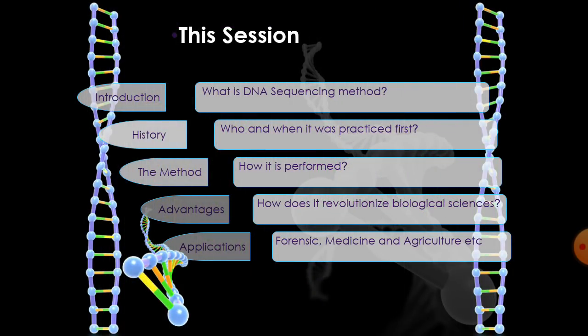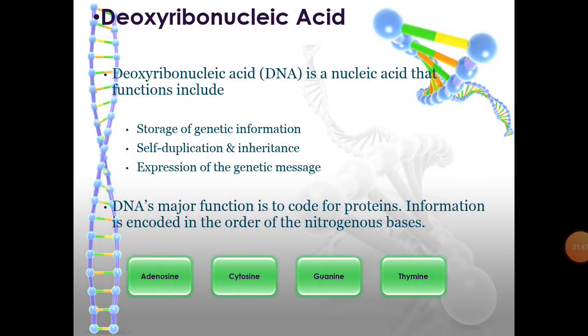In this session, we shall see what a DNA sequencing method is, its history, who practiced it and when. Then the method. Here I will be discussing two important methods. One is the Maxam and Gilbert method, and second is Sanger's method, and then its automation. Then we will be discussing the advantages and its applications. Now let's start this session.